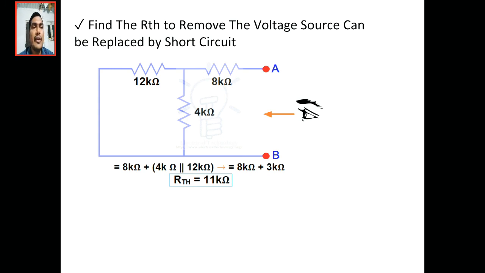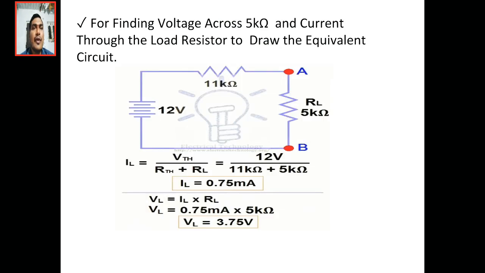Whenever we are finding Thevenin's, we simply feel like we are standing at that point where it is open circuited. Then watch the circuit. Then you will easily get which are in parallel and which are in series. So from A and B terminals, 12 and 4 are in parallel and 8 is in series. By finding that parallel and series combination, we will get the 11 kilo ohms. That RTH is called open circuit resistance or Thevenin's resistance.